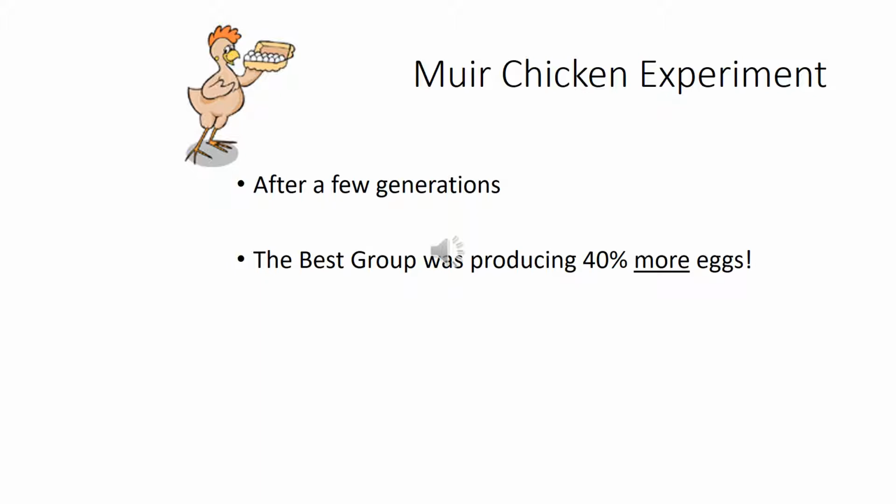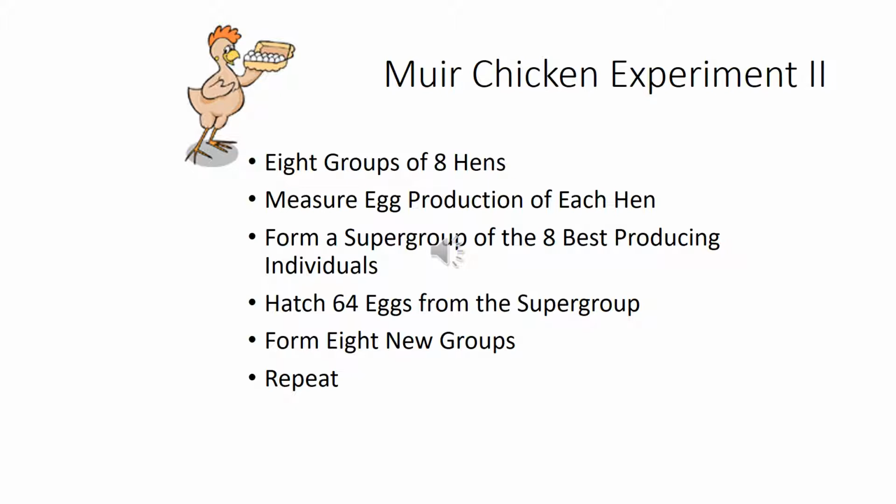After a few generations, he was producing 40% more eggs. The super groups had increased. They actually built on each other. And whatever it is that made those chickens get along so well got passed on from generation to generation until he had 40% more eggs out of it. And he said, wait a second, I got a better idea.